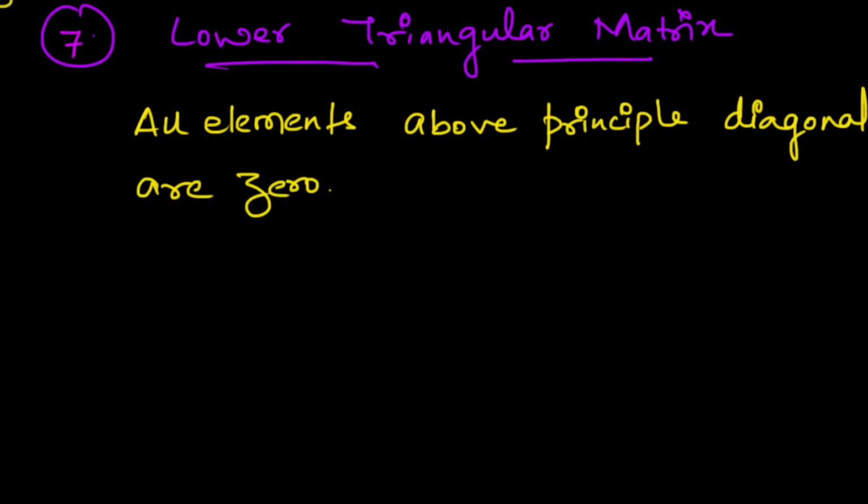Let's talk about lower triangular matrix. In a lower triangular matrix, all the elements above the principal diagonal are 0. So let's see. A equals 1 2 0.